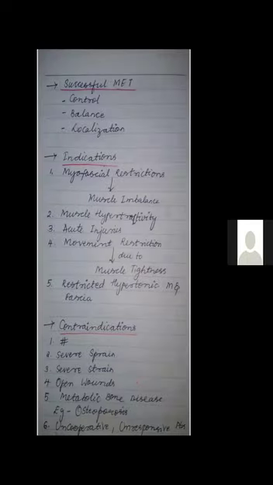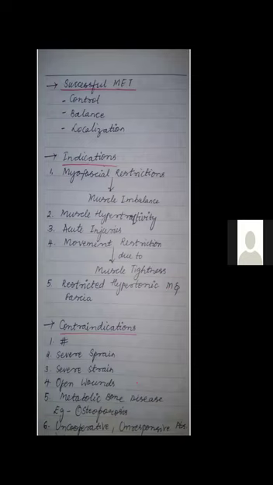For the successful performance of MET, you need that control. You should place the joint in the particular position and then stretch accordingly. Your force is very important. And then balance and localization. These are the three things which you need to take care of while performing MET.